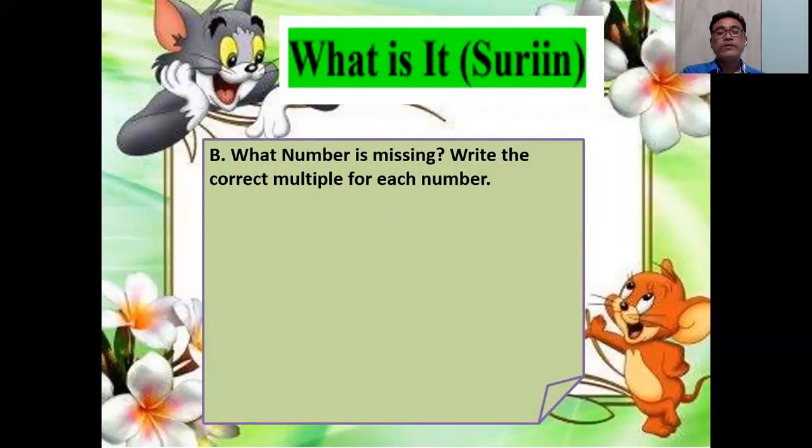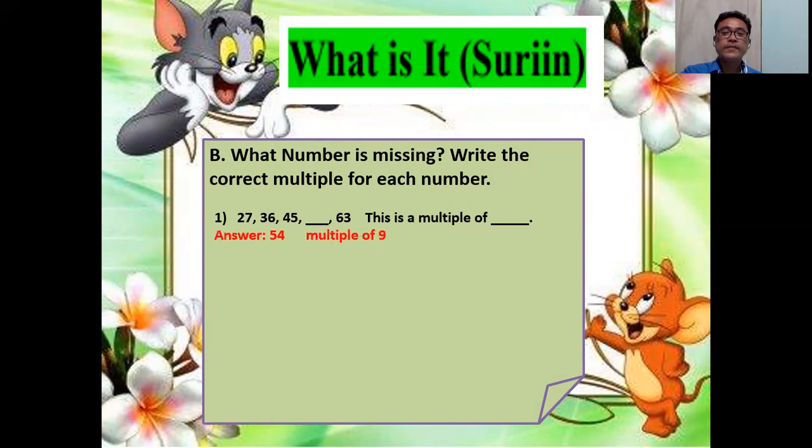Exercise B. What number is missing? Write the correct multiple for each number. 5 seconds only. Your timer starts now. Time is up. The answer is 54, and this is a multiple of 9. Okay, so 27, 36, 45, 54, 63.